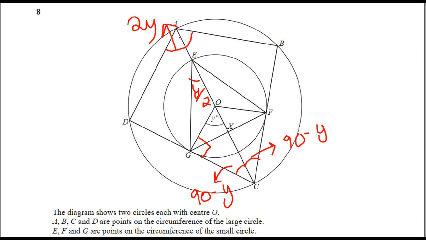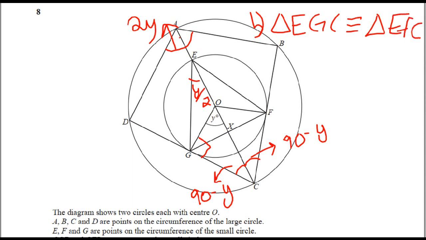Going to part B, complete the sentence: triangle EGC is congruent to triangle EGC. This triangle will be congruent to this triangle. So we'll write triangle EGC, this is part B, will be congruent to triangle EFC. Don't jumble up these letters, it will come in the same sequence, EFC.